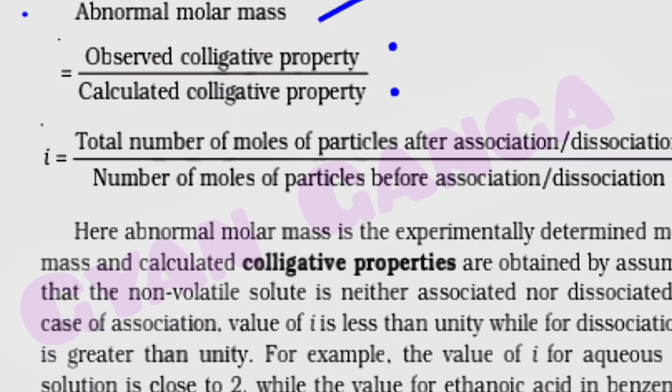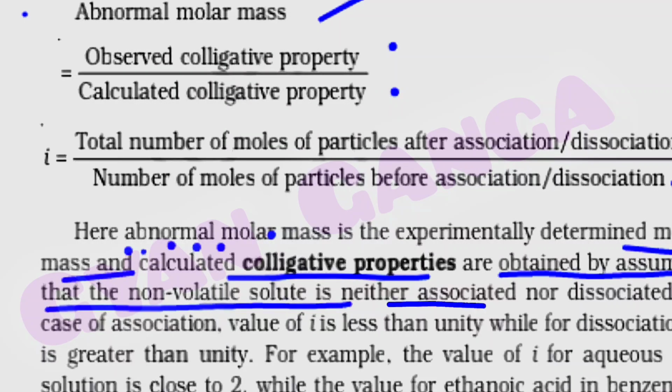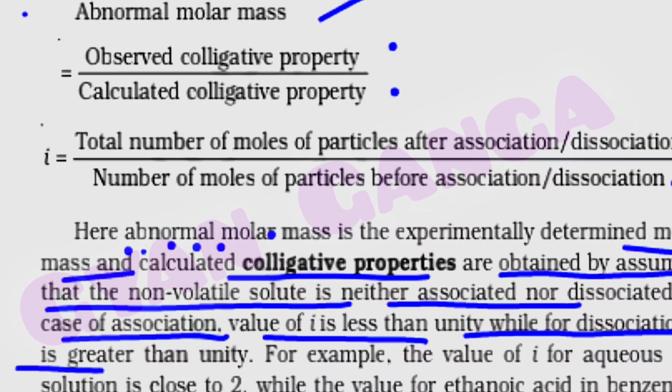Here, abnormal molar mass is the experimentally determined molar mass, and calculated colligative properties are obtained by assuming that the non-volatile solute is neither associated nor dissociated. In case of association, the value of i is less than unity, while for dissociation it is greater than unity. For example, the value of i for an aqueous solution of KCl is close to 2, while the value for ethanoic acid in benzene is nearly 0.5.